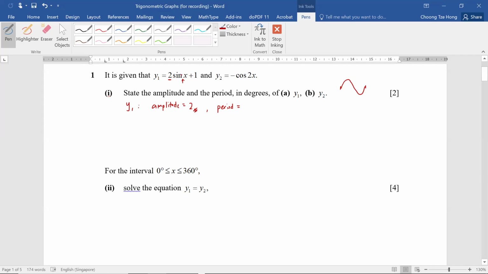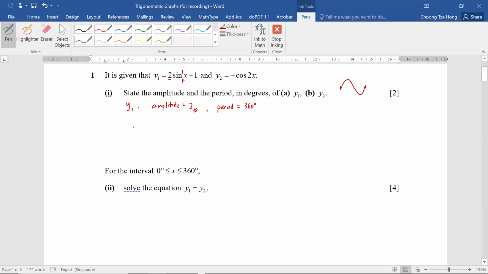Over here it is 2 sine x. If there's no number, that means it's a 1. If it's a 1, that means this is the usual curve, and for the usual curve, the period is going to be 360 degrees. That means from 0 degrees to 360 degrees, you will have one complete sine wave. A sine wave looks like this. So the period for y1 would be 360.